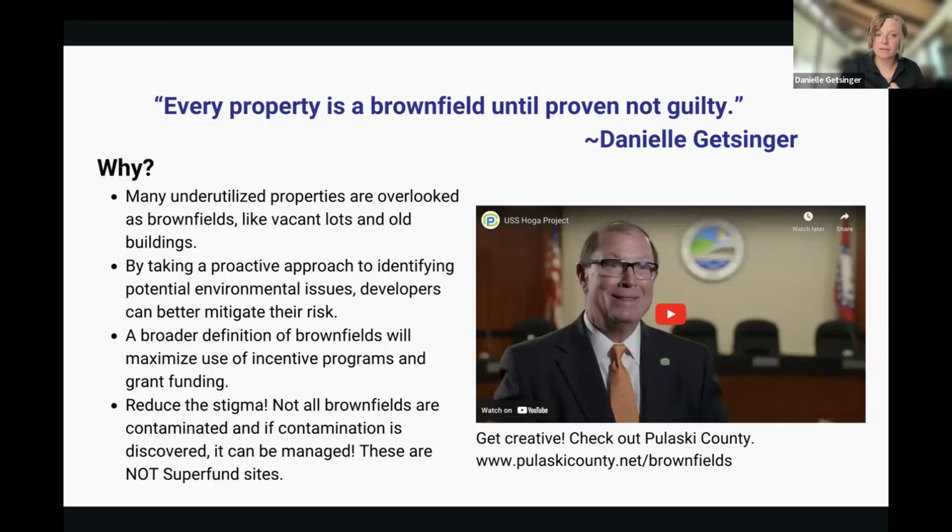So again, so many of these properties are overlooked as brownfields, and that means the funding and the incentives are overlooked for getting them back on the tax roll. And by having this proactive approach, you are preventing, or helping to mitigate, the risk in the future as you go through redevelopment, as you maybe find an underground storage tank, what we call ghost tanks, on the site because you didn't do your due diligence beforehand. It's also a broader definition, so you can maximize those incentives.